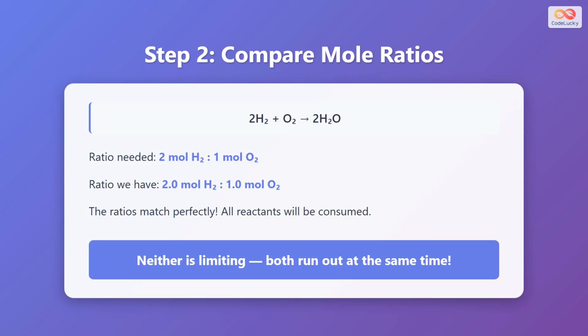Now let's compare our mole ratios. Looking at the balanced equation 2H2 plus O2 produces 2H2O, we need 2 moles of hydrogen for every 1 mole of oxygen. The ratio we have is 2.0 moles of hydrogen to 1.0 mole of oxygen. This matches the required ratio perfectly. This means both reactants will be completely consumed at the same time. In this special case, neither reactant is limiting because they're present in exactly the right proportions. Both will run out simultaneously when the reaction is complete.